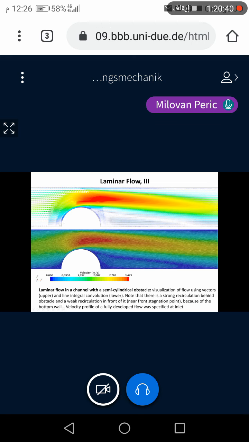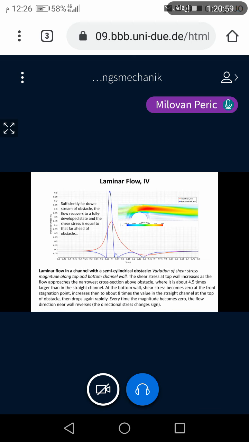As Branto said, this is a condition where separation happens. But because this is a laminar flow, you cannot see velocities here. They are so small. But these lines here below do indicate that there is a recirculation. We will see much larger recirculation in turbulent flow for the same situation.